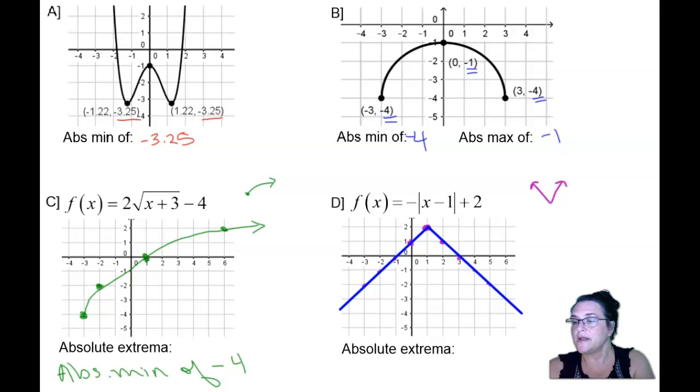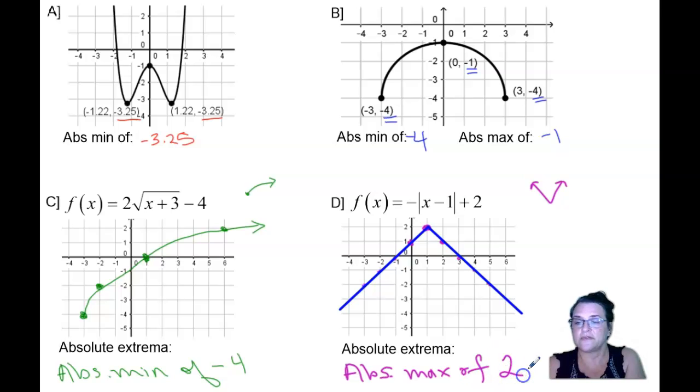Okay, so now I can go ahead and identify my absolute extrema. This is a maximum now because my range is from -infinity to 2, including the 2. So 2 is my absolute maximum. So I would describe this absolute extrema as an absolute max of +2.